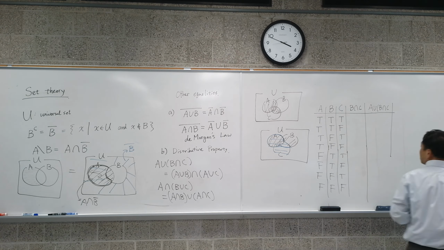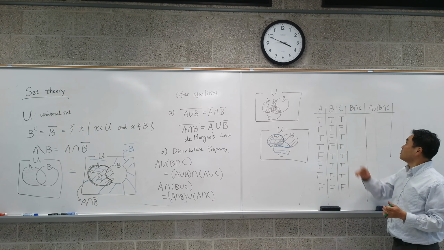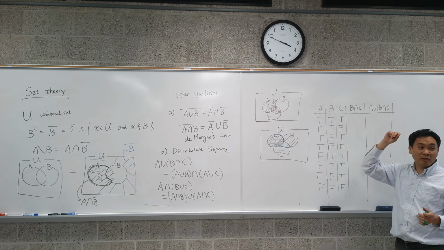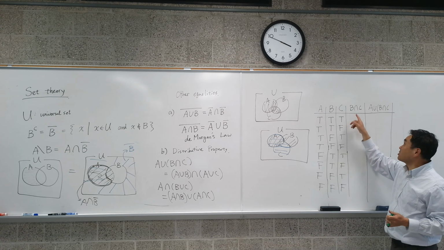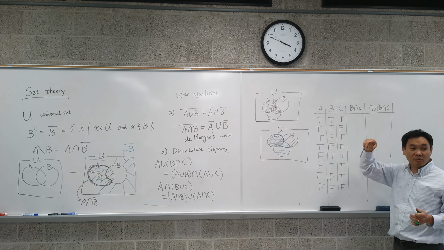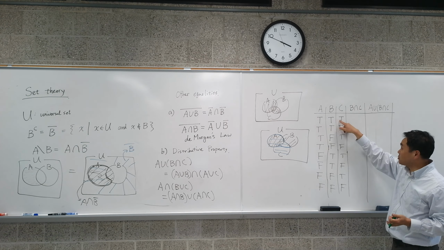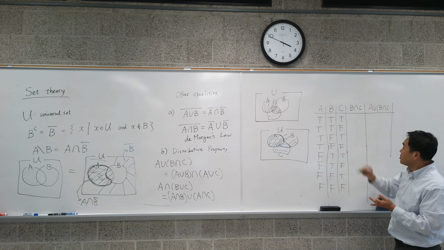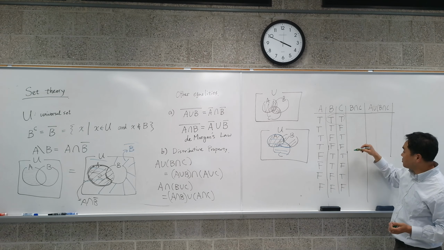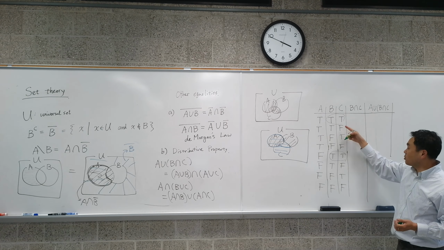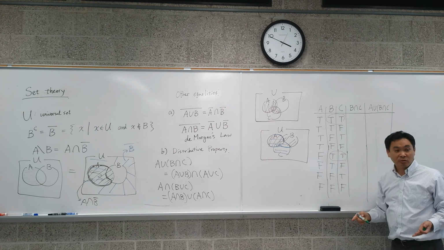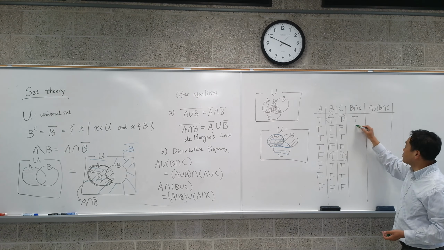And then B intersect C is, remember, this intersection is really the AND operator, right? It's a collection of things that belong to both B and C. So only when it's TT for both of them is it true, in which case you have here and here, and all the other cases it's false, right? So you have true and then false everywhere.